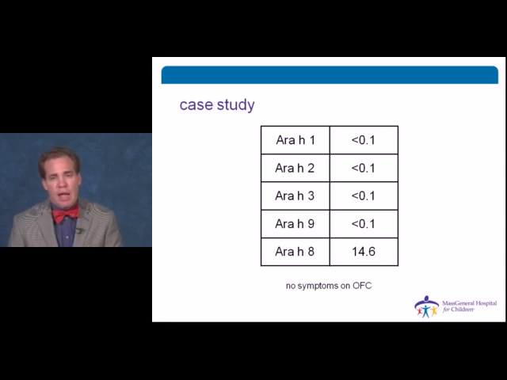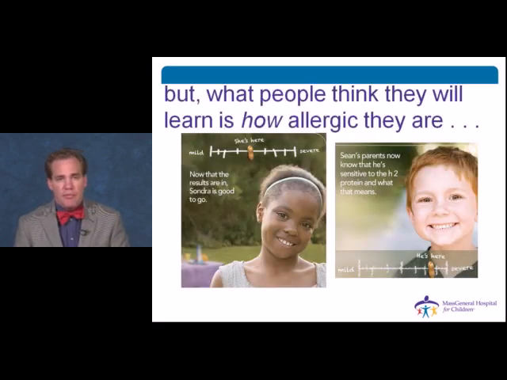However, the component-specific testing revealed no detectable IgE to any of the major allergens from peanut and very high detectable IgE to the cross-reactive component ARIH8. And so on the strength of that evidence, we performed an oral food challenge, and in fact, he had no symptoms at all and was able to add peanut back to his diet.